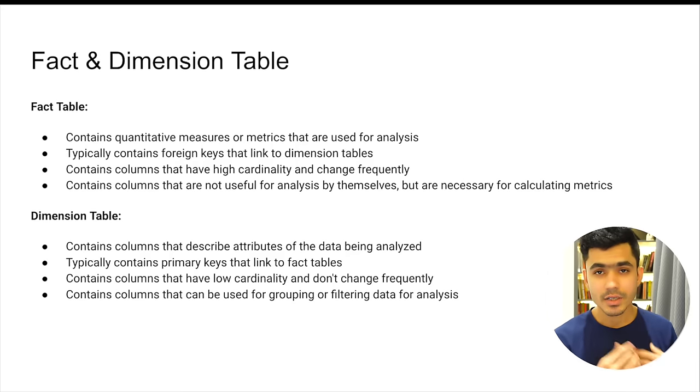Now, on the other hand, we have the dimension table. A dimension table mainly focuses on description-based attributes, such as product name and product description. All of these things are static and do not change for a longer period of time. So instead of putting that information inside the fact table, we put it in the dimension table and join them based on the keys whenever we need.